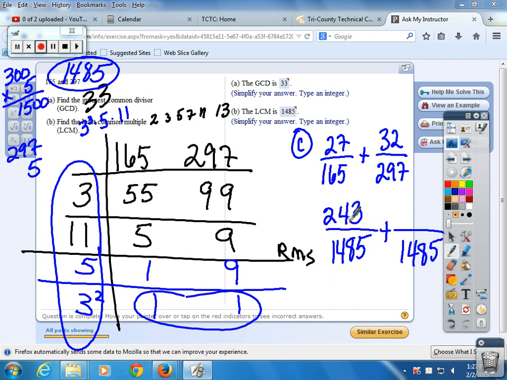So how many times will 297 go into 1485? 5 times. 5 times 30 is 150, plus 10 is 140. Now you should be able to add those two. 243 plus 160 is 403. Did I do something wrong? Okay, I'm sorry. I did it wrong in my head. My bad. 160. So that would be 160, the sum 403. Somebody help me out. Thank you.